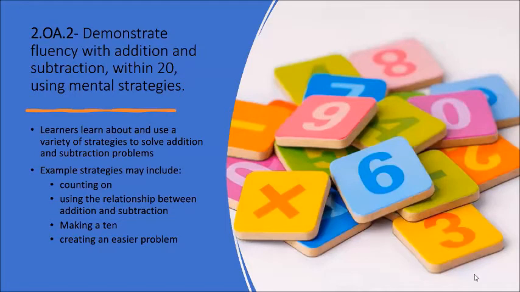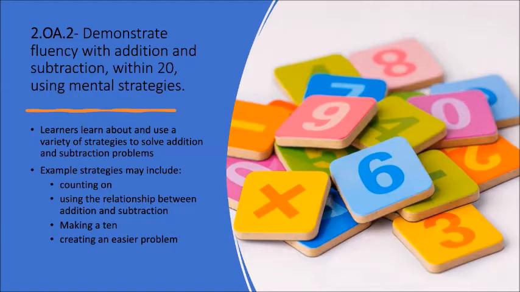So let's dive into that standard a little bit more. This particular standard requires learners to be able to learn about and use a variety of strategies to solve addition and subtraction problems. So here are a couple of mental strategies that are actually listed within the standard itself. One would be counting on. A second strategy would be using the relationship between addition and subtraction. A third strategy would be making 10. And a fourth strategy would be creating an easier problem.